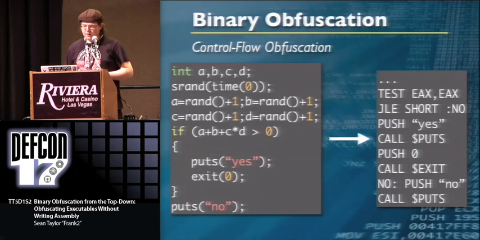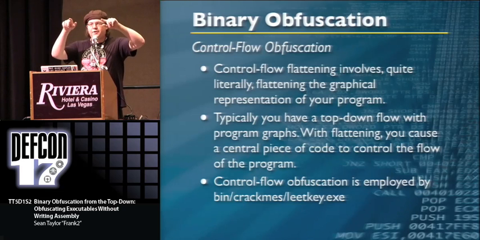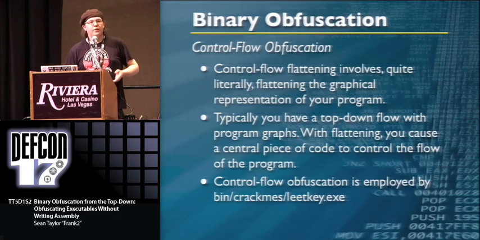So control flow flattening involves literally flattening the typical downward graphical flow of your program. Usually you have a top-down flow. It's very coherent. It starts at main, and then it branches, and then it branches, kind of like an inverted tree. If you have your DEFCON CD with you, and you happen to have your laptop here in the audience, you can go... Oh, wait, no, it's in a zip file. I'm sorry.